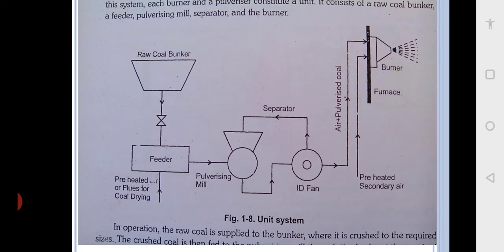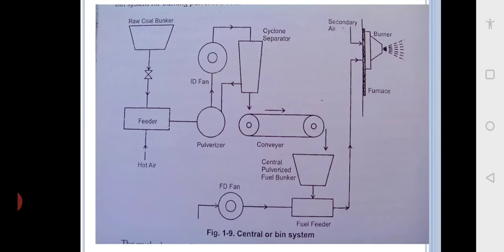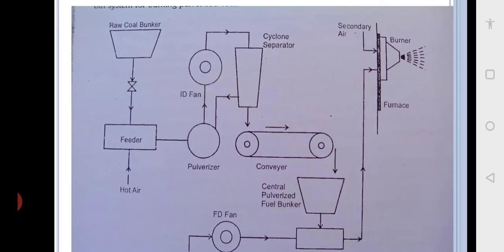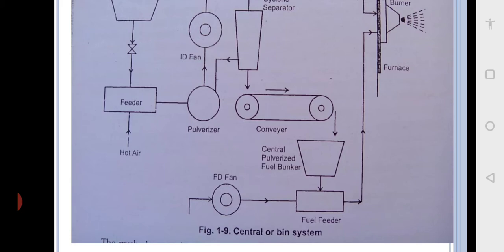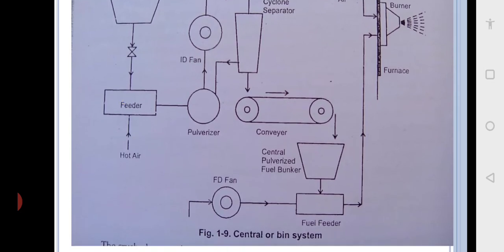This is a textbook drawing. I think it is very clear. Coal feeder, pulverizing mill, separator, ID fan, burner, and then you've got a central or bin system. So this will be connected to various burners. Again you can see on the left side coal bunker, feeder, pulverizer, ID fan, cyclone separator, there is a conveyor, and a fuel bunker. This pulverized fuel bunker, unlike the earlier bunker you saw which was the coal bunker with lump coal, now holds pulverized coal, in powdered form.